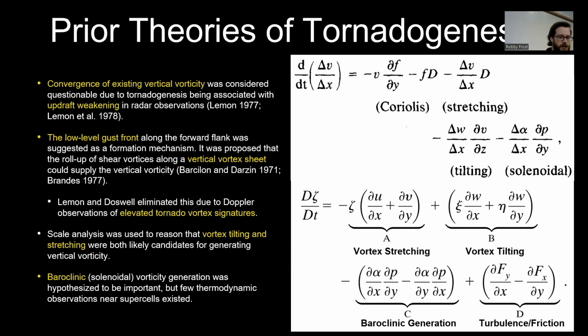The low-level gust front along the forward flank was suggested as a possible formation mechanism for vertical vorticity due to the roll-up of shear vortices along the vertical vortex sheet. But Lemon and Doswell eliminated this specifically due to Doppler observations of elevated tornado vortex signatures. To me, this is a really interesting point.